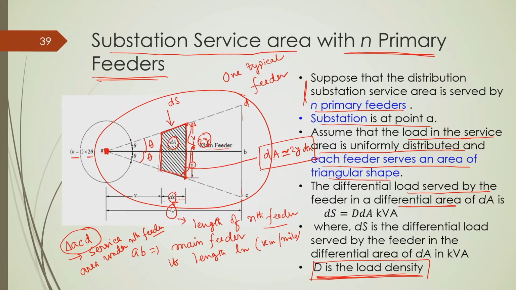So, this dS is basically representing the load served by this infinitely small surface area, which is equal to the load density multiplied by this area. The unit of load density for a distribution network is typically kilowatt per kilometer square or kilowatt per mile square. So, if you multiply it with the kilometer square or mile square of this area, it will give you that much kilowatt served by that particular area.